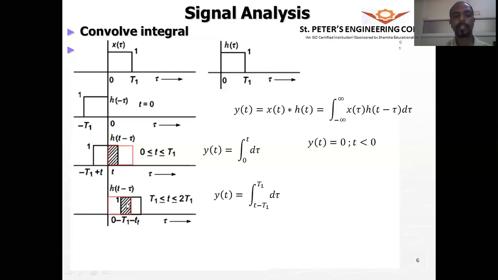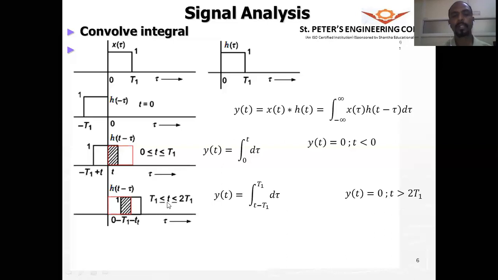Again here there is partial overlap with the trailing edge. So we have two edges, the leading edge and the trailing edge. We take the leading edge as long as t is less than or equal to t1. When t becomes more than t1, then we go for the trailing edge. So we compute the integral in terms of the trailing edge, from t minus t1 to t1, we have to integrate. When you integrate that, you get the output.